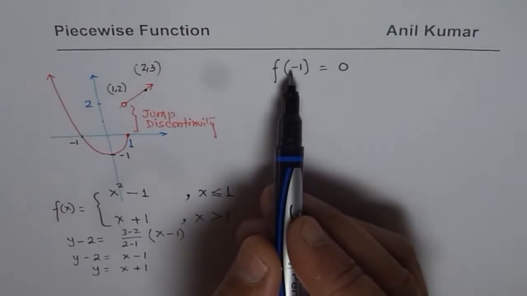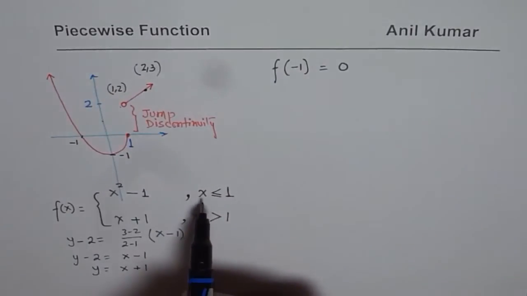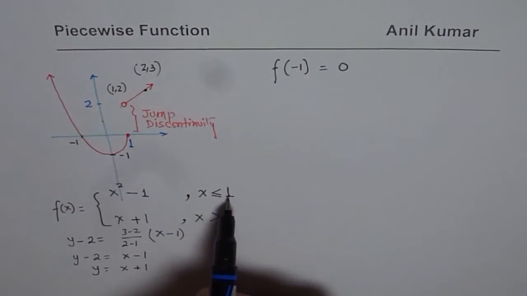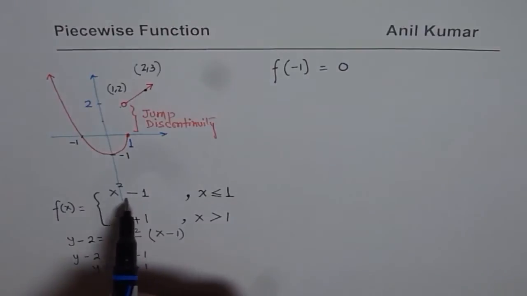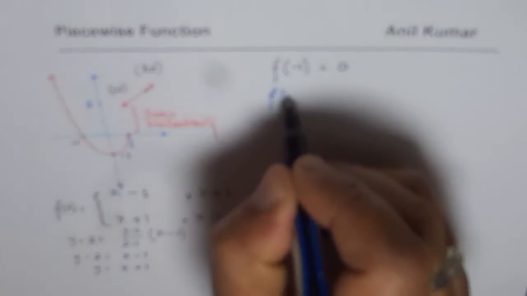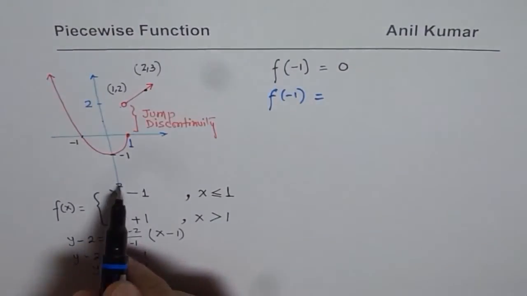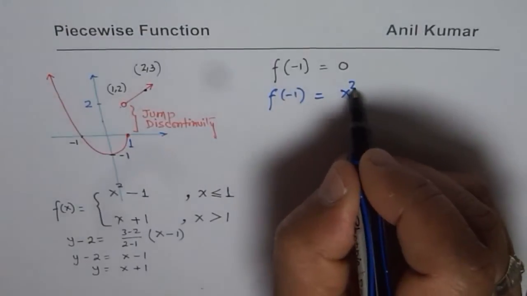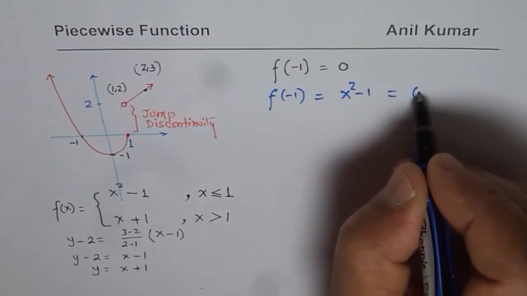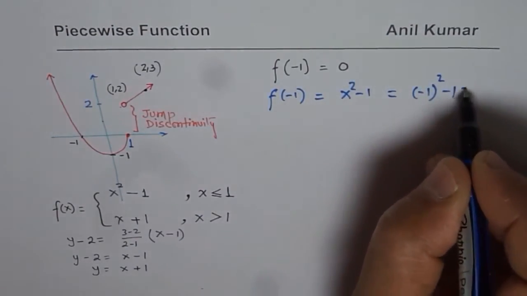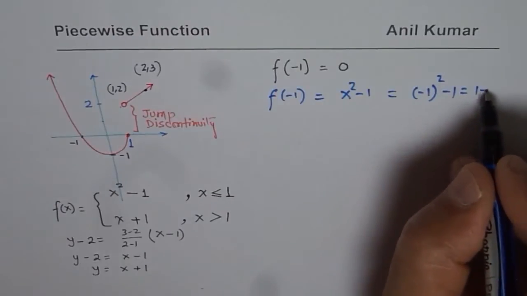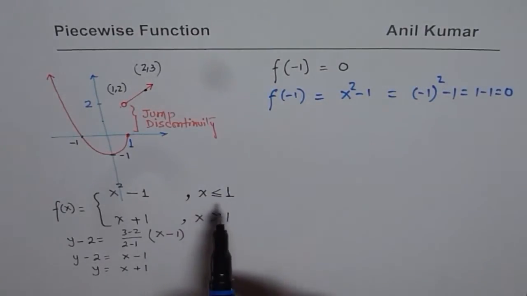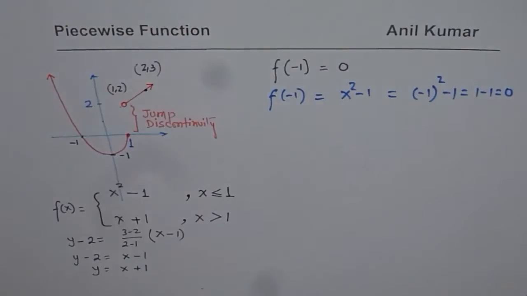Left side of 1 is minus 1. That means x less than equal to 1. So we have to follow this equation. So f of minus 1 should be x squared minus 1. So in x squared minus 1, I am going to substitute minus 1 for x, correct? So what we have here is 1 minus 1, which is 0. So algebraically, that is how you find the value.